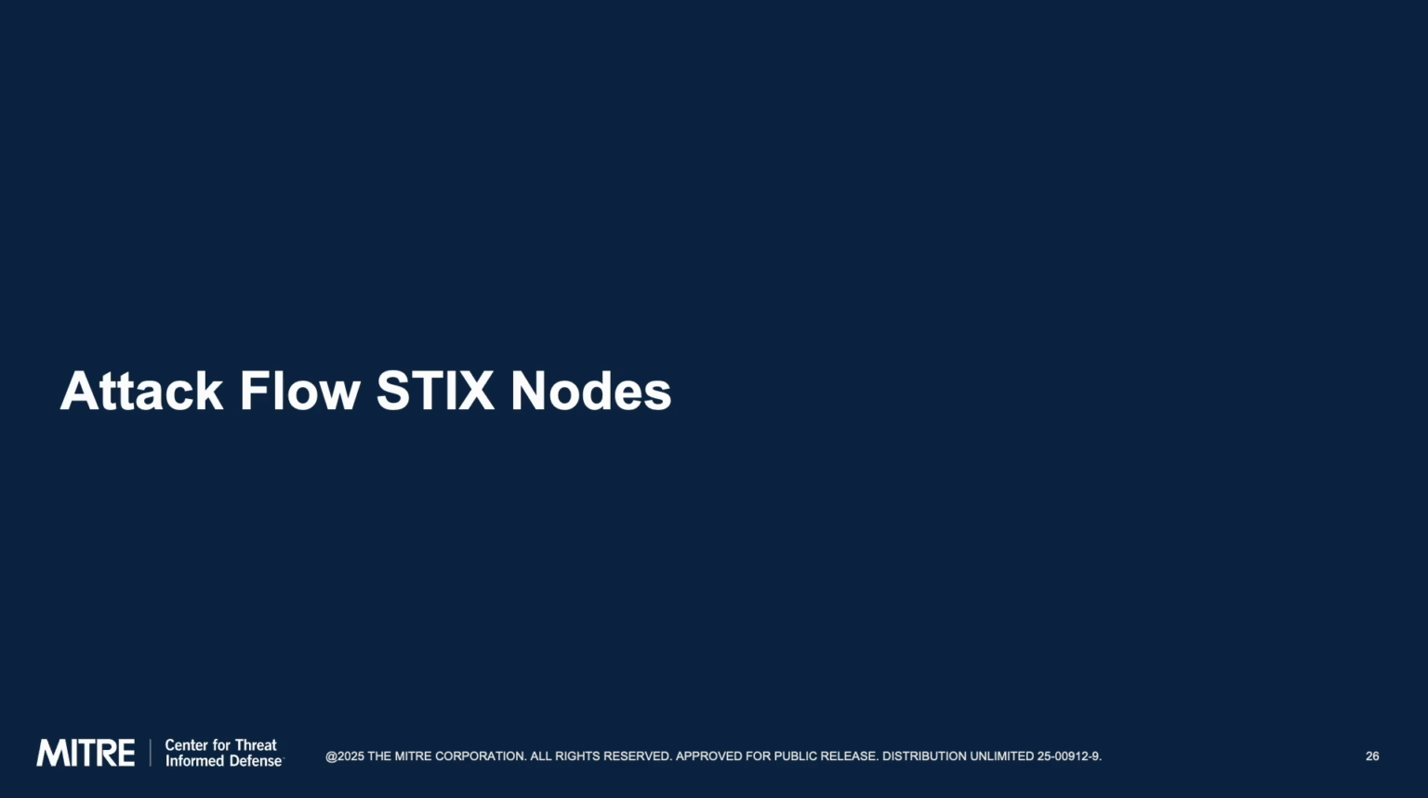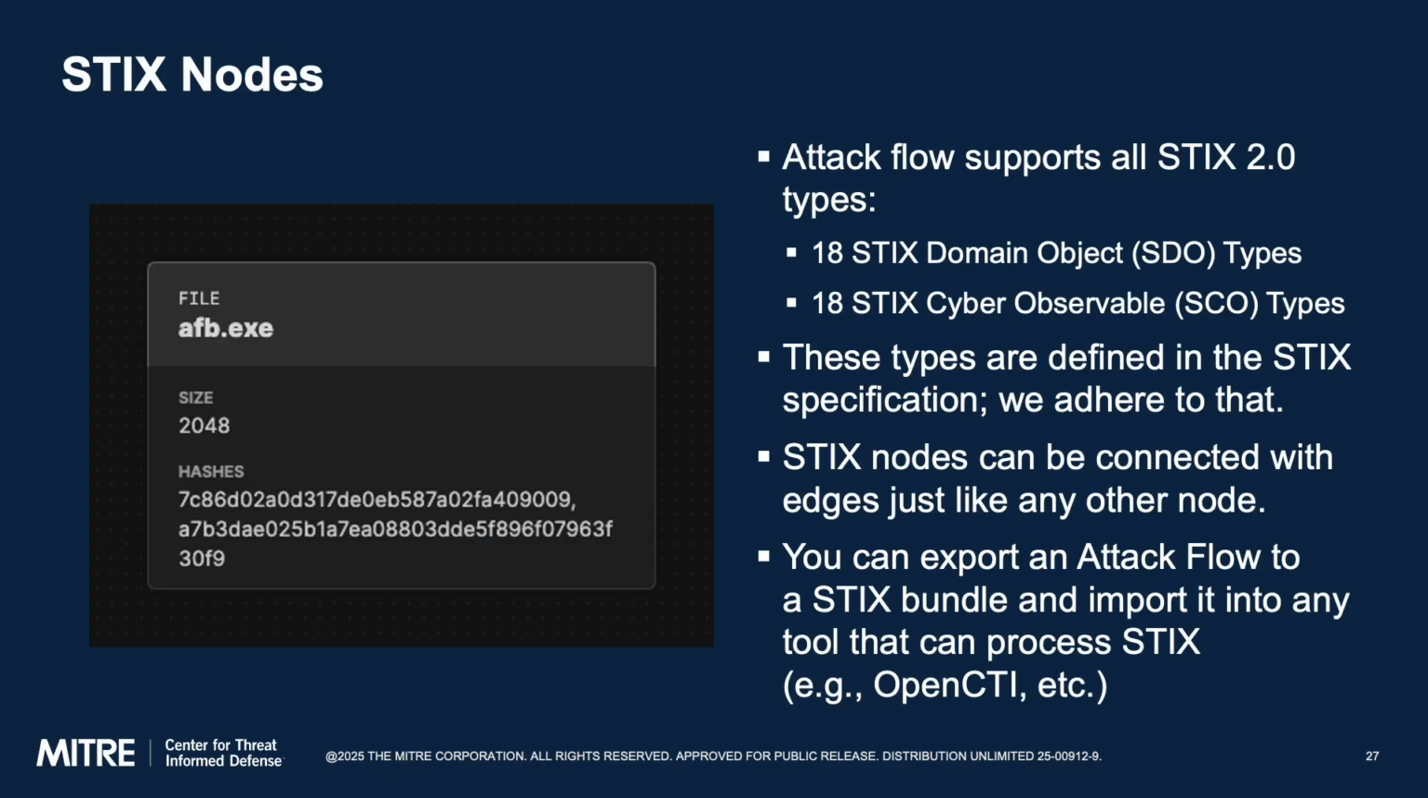So far, we've talked about the basic building blocks of an attack flow: the action, operator, condition, and asset. But Attack Flow also has complete support for STIX, which is the Structured Threat Information Expression language. And so I want to walk you through what that looks like and what it means. The STIX language defines 18 different domain object types as well as 18 cyber observable types. All 36 of these types are available in Attack Flow.